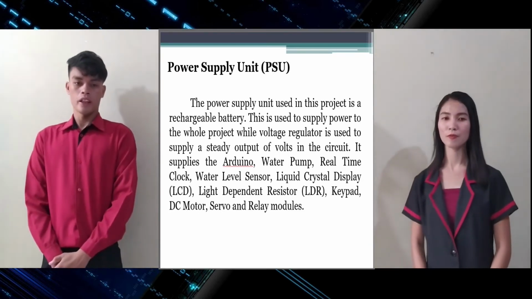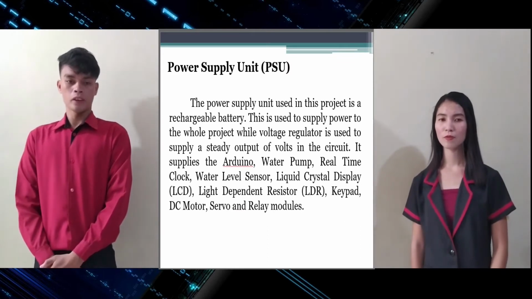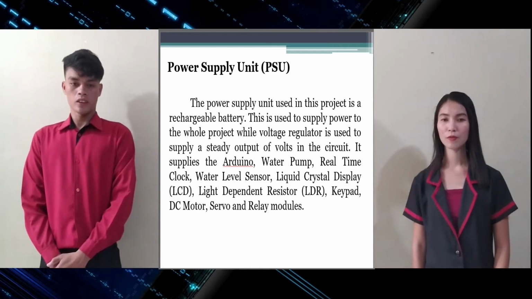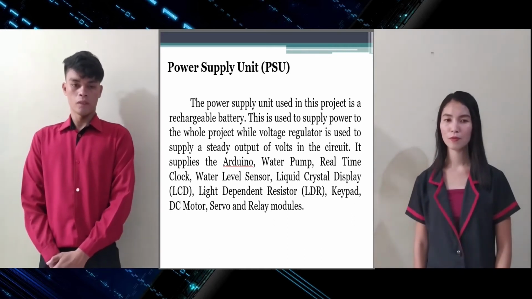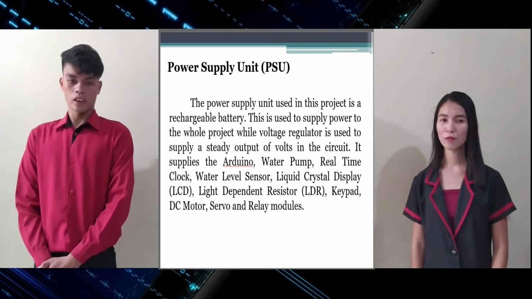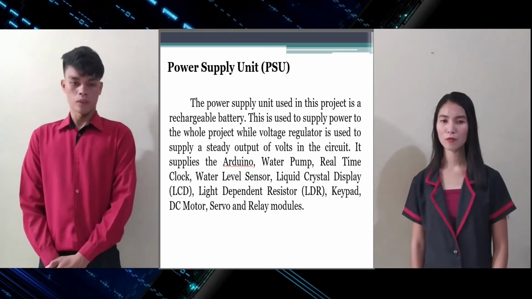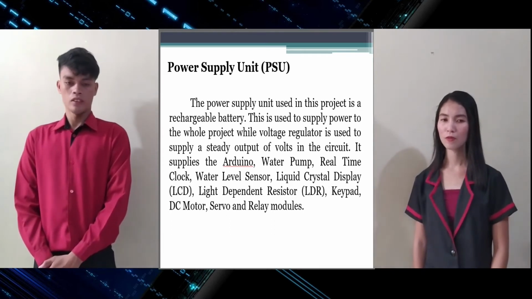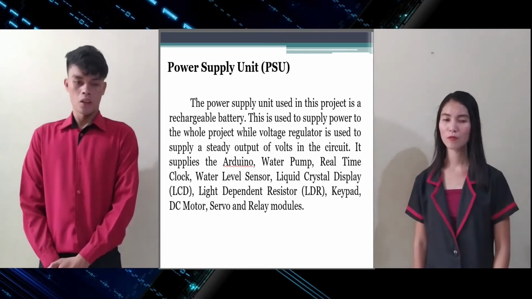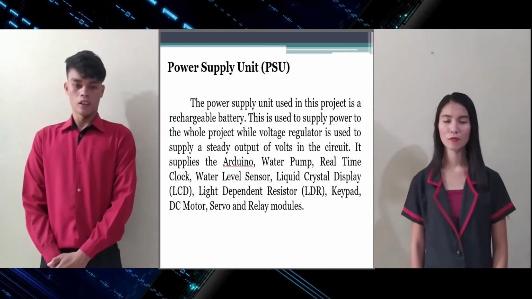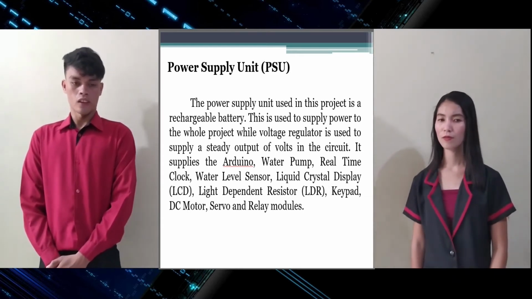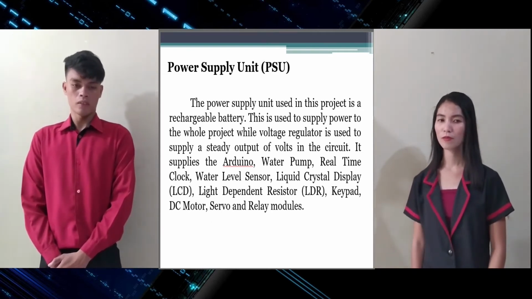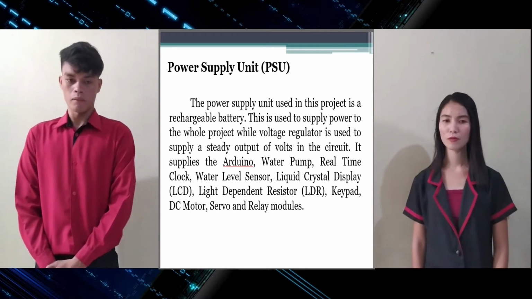The power supply unit or PSU. The power supply unit used in the project is a rechargeable battery. This is used to supply power to the whole project. While the voltage regulator is used to supply a steady output of volts in the circuit. It supplies the Arduino, water pump, real-time clock, water level sensor, liquid crystal display or LCD, light dependent resistor or LDR, keypad, DC motor, servo and relay modules.